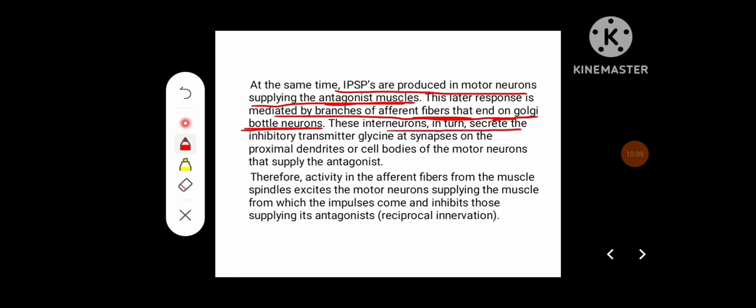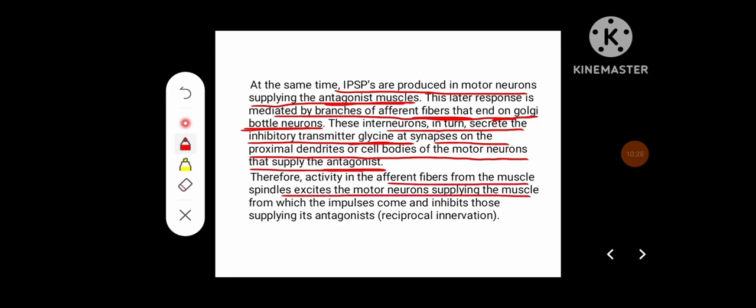This latter response is mediated by branches of afferent fibers that end on Golgi bottle neurons or interneurons. So these interneurons in turn secrete an inhibitory transmitter, that is glycine, at the synapses on the proximal dendrites of the cell bodies of the motor neurons that supply the antagonist, and this is an example of direct inhibition. Therefore, activity in the afferent fibers from the muscle spindles excites motor neurons supplying the muscles from which the impulses come and inhibits those supplying its antagonist, and this reflex is called reciprocal innervation.